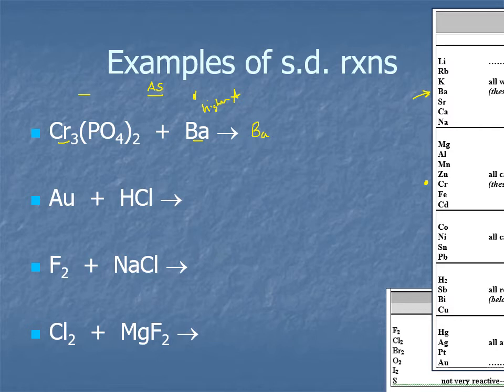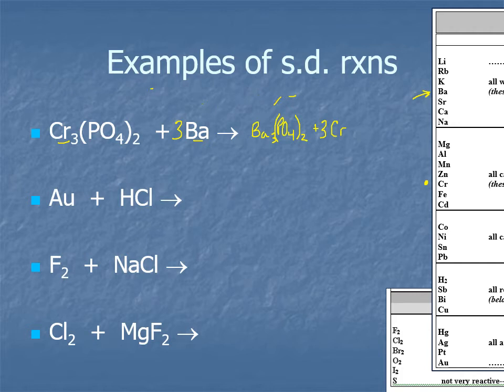So barium, 2 positive charge. Phosphate, PO4, has a 3 negative charge. I do a crisscross, and I do have to keep parentheses to make that. Then chromium is simply booted out of the compound, and there's chromium as a free element. Balancing, I would have to balance 2 phosphates, 3 chromiums, 3 bariums. So there we go. Okay, let's move on and do a couple more of these.